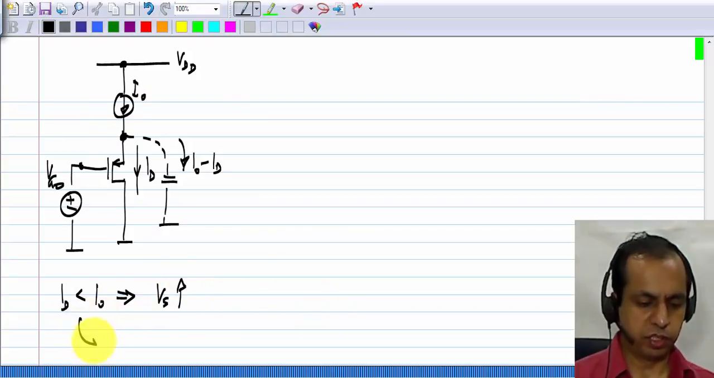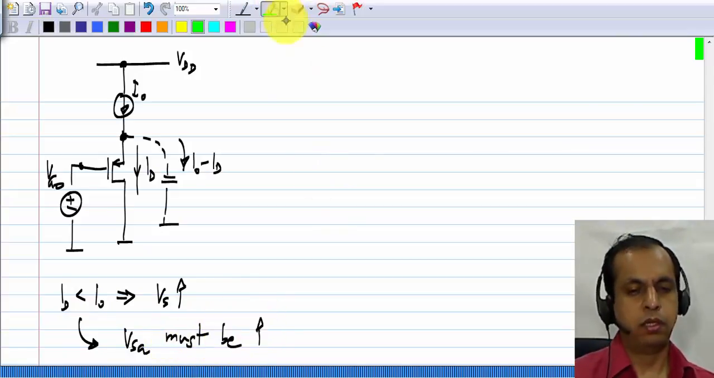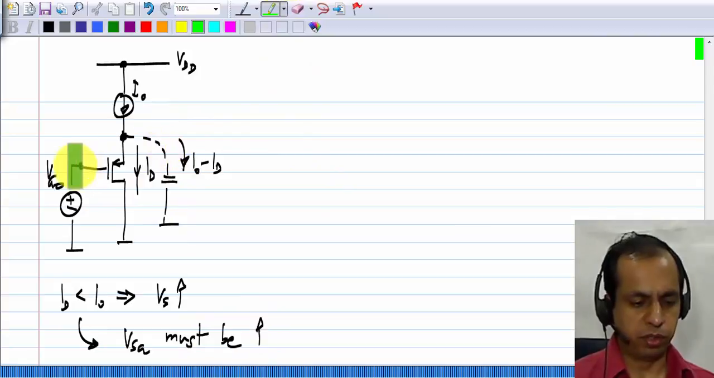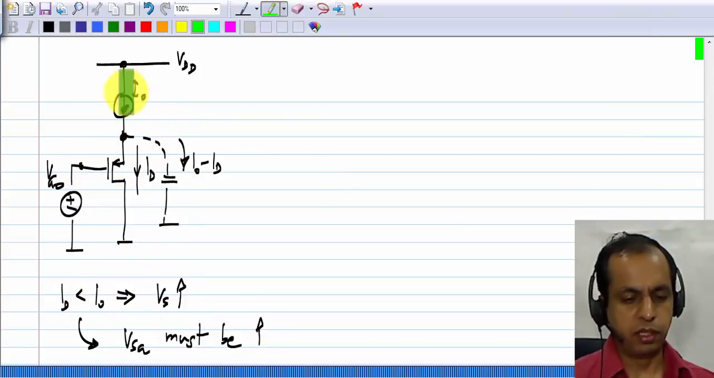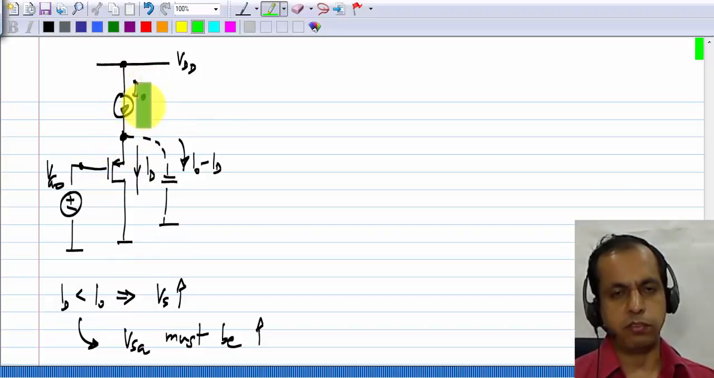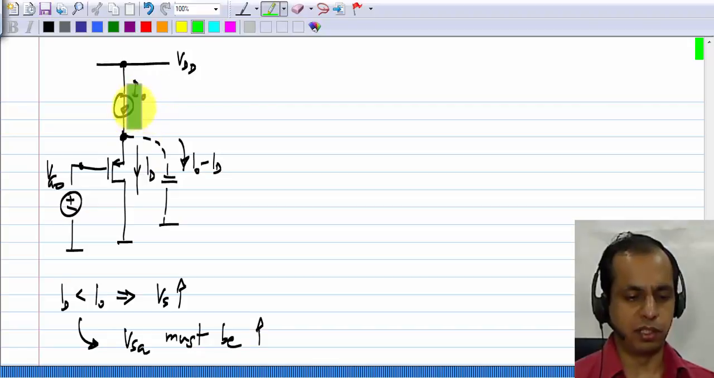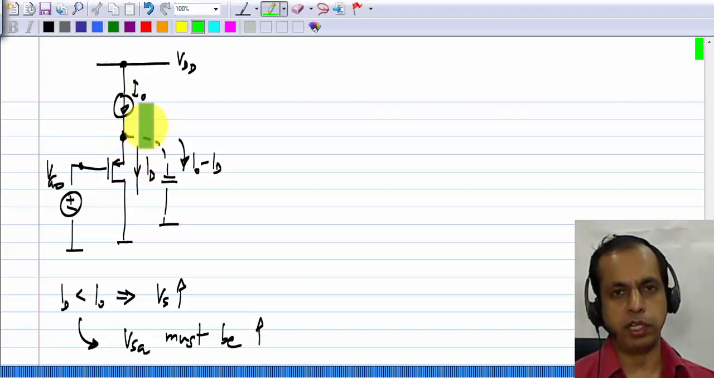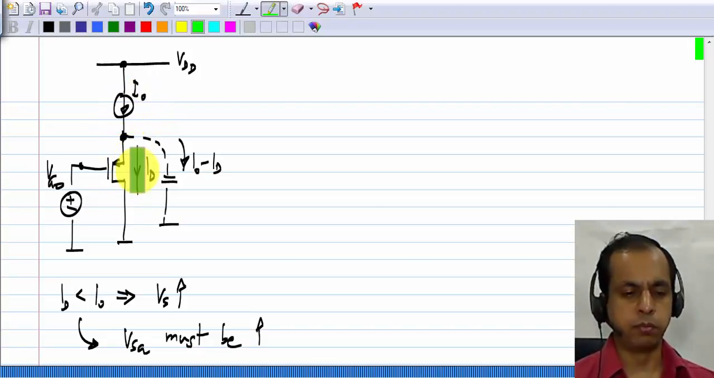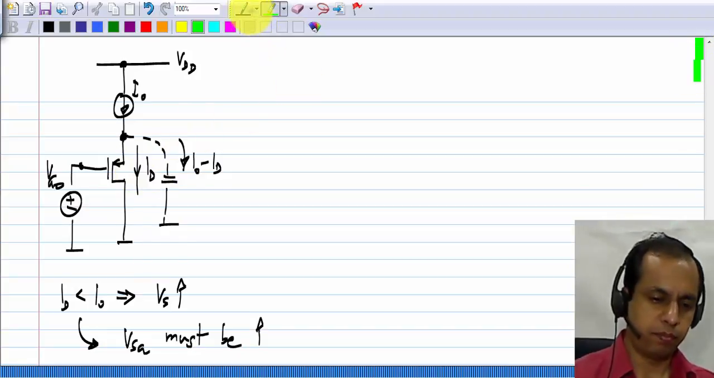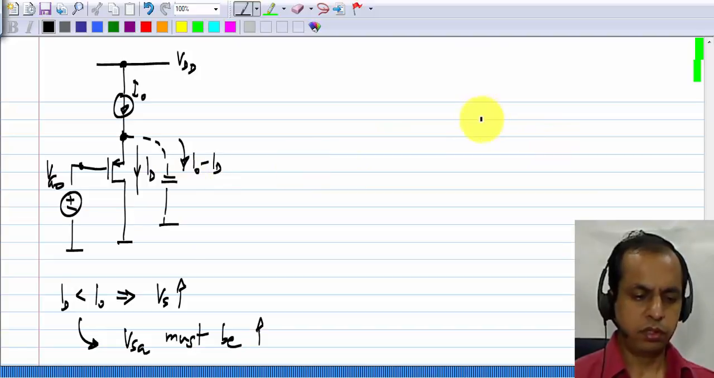Also, if ID is smaller than I0, we have to increase VSG. Again, you see that nothing more has to be done because the gate voltage is fixed and the source voltage is increasing. So the moment you make this connection, if ID is smaller than I0, the source gate voltage VSG will increase, and finally steady state will be reached. That is, this voltage will stop moving when ID equals I0. So that's all there is to it.